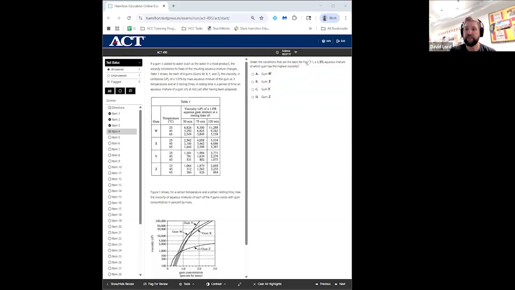Question number 4. Under which conditions that are the basis for figure 1, a 1.3% aqueous mixture has the highest viscosity? So we want 1.3, which is not right down the middle, but a little bit over to the side. And looking at the highest, so earlier we said gum Y was the highest, but at 1.3, W is beating out Y. So that means that the answer would be A.